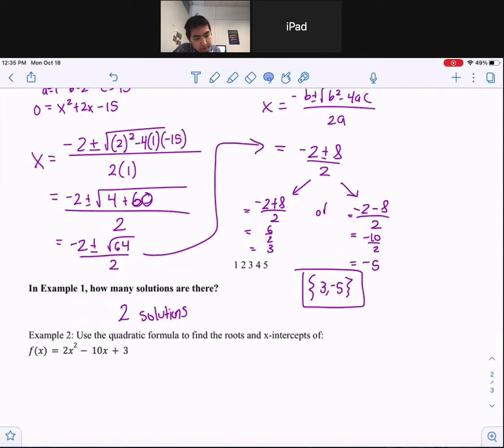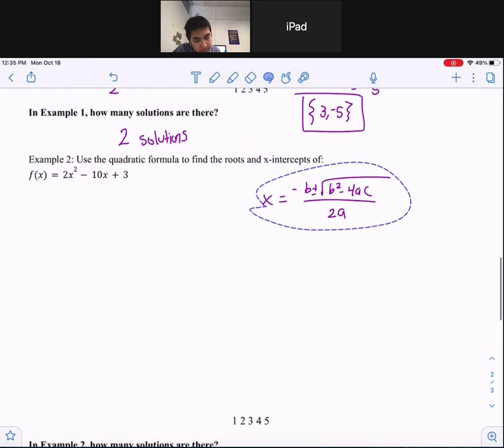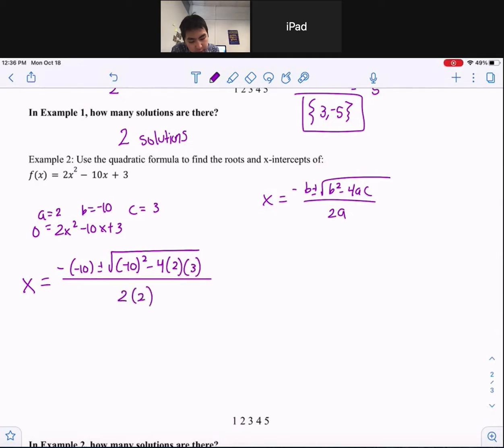Okay, example 2. Let's bring this over here. Same thing. To solve a quadratic, you have to set the whole equation equal to 0. So 2x squared minus 10x plus 3. Our a value is 2, our b value is negative 10, and our c value is 3. Now we can use the quadratic formula to solve for x. Negative of negative 10 plus and minus the square root of negative 10 squared minus 4 times our a, which is 2, times our c, which is 3, all over 2 times our a value, which is 2.